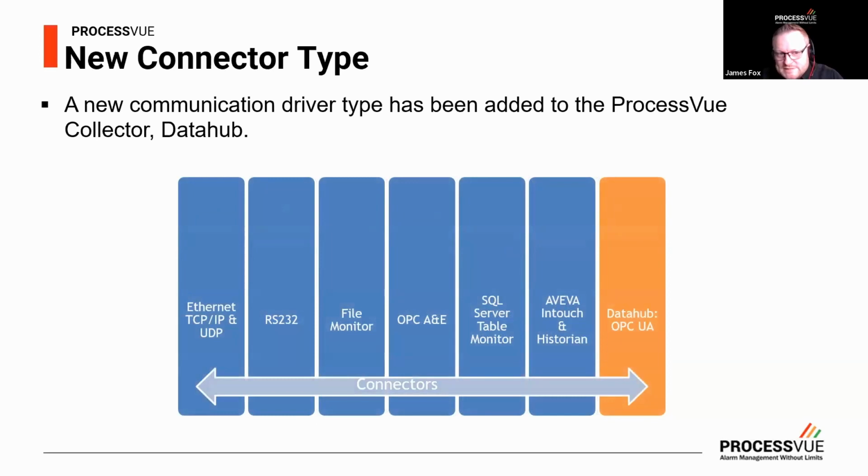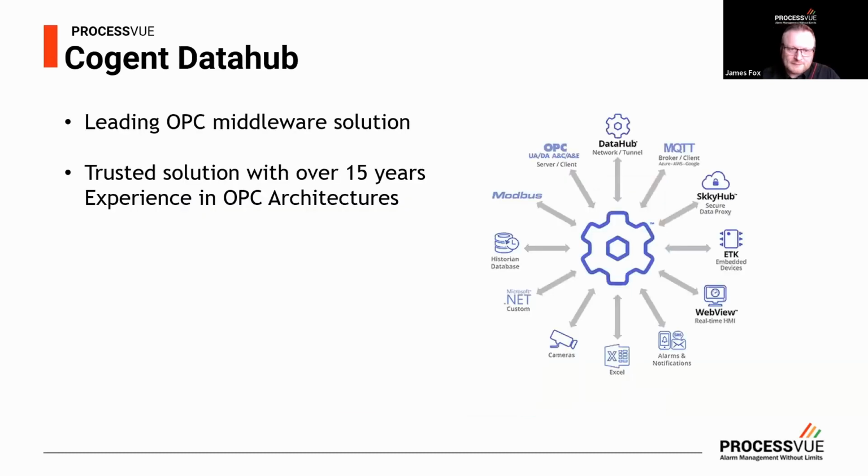With the release of Analyser 4.0, we're introducing a new connector type, which we call Data Hub. And it's specifically an OPC UA connector. So it relies on and leverages the experience that's been gained through Cogent's Data Hub. So who are Cogent? Cogent are a leading OPC middleware solution supplier. They've been in the industry for over 15 years and have gained a lot of experience in implementing successful OPC architectures. And ProcessVue is set to leverage that experience with the release of Analyser 4.0.